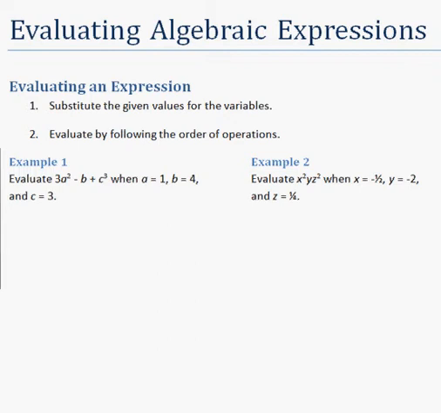So we have this first example here. It says evaluate 3a squared minus b plus c cubed when a is 1, b is 4, and c is 3. I'm going to go ahead and rewrite this expression, and I'm going to substitute the values in. Now what I like to do is put parentheses wherever there's a variable to start with. That way I don't miss anything.